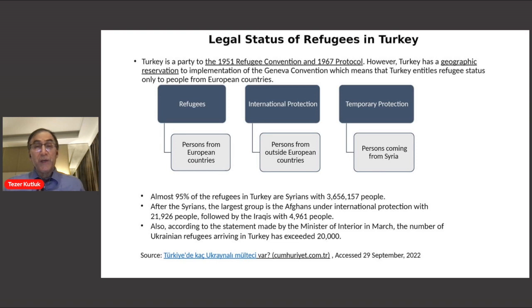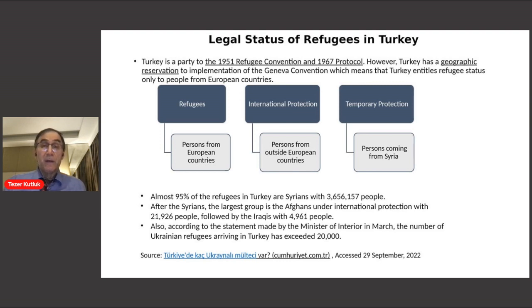How is the legal situation of the refugees in Turkey? Turkey is a party to the 1951 Refugee Convention and its related 1967 protocol. However, Turkey put a geographic reservation on the implementation of the Geneva Convention, which means that Turkey entitles refugee status only to people from the European countries. So refugees are from the European countries. The international protection holders are from outside the European countries, and we named the Syrian refugees as temporary protection holders.